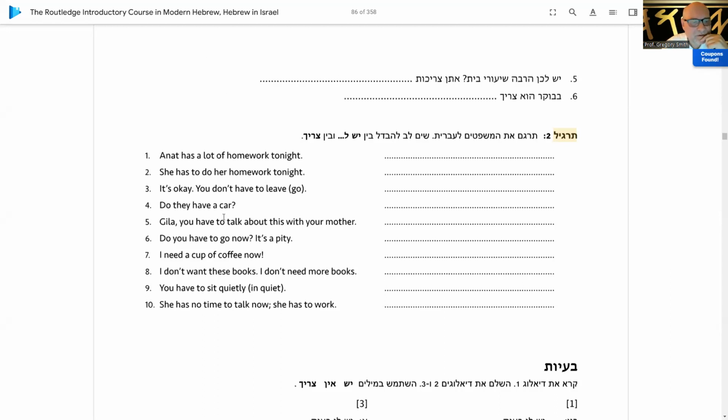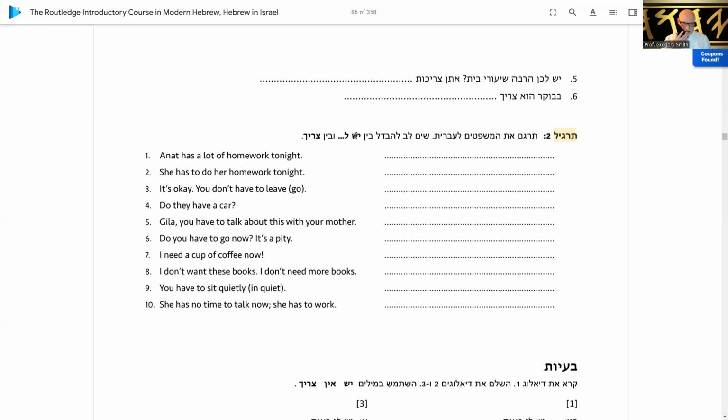Okay, how about this? Do they have a car? So basically we have to say it like there is to them a car. So there is to them a car. So we use this yesh. So how about yesh lachem hamekonit? You try that.